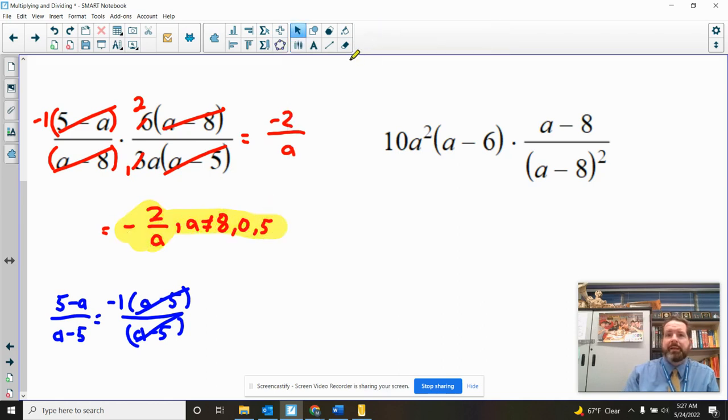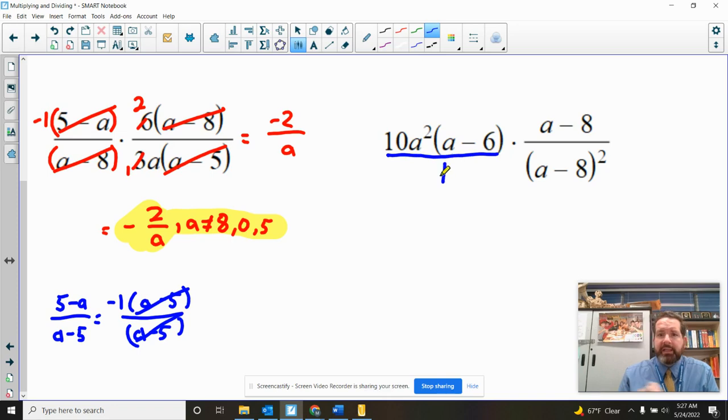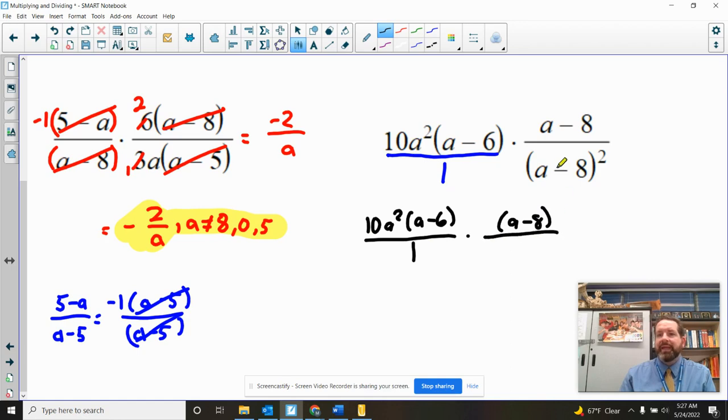Okay, last one. Let's see what we got. This first one, I'm initially going to treat it like this. So if there's no denominator, there really is a denominator. It's a 1. But let's think about what this means. I think I may want to rewrite this whole thing, as a matter of fact. So 10 a to the second times a minus 6 over 1 times a minus 8 over a minus 8 squared. Now, you don't have to write it out this way, but I think it makes it easier to see what's going on.